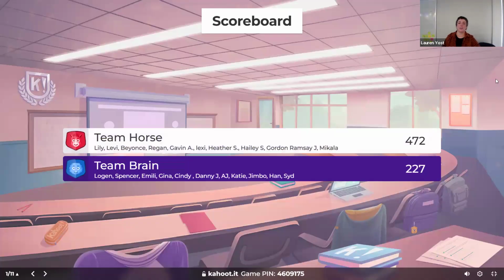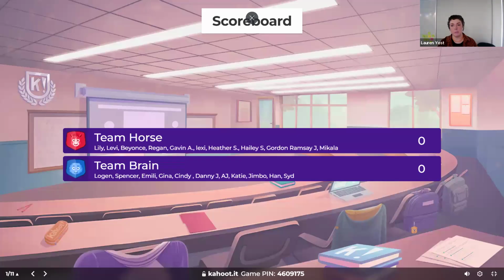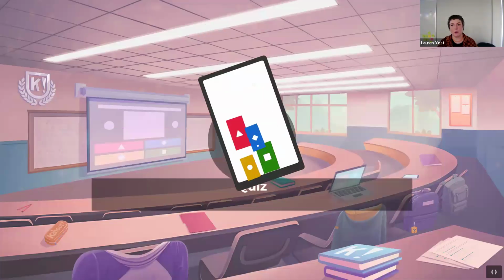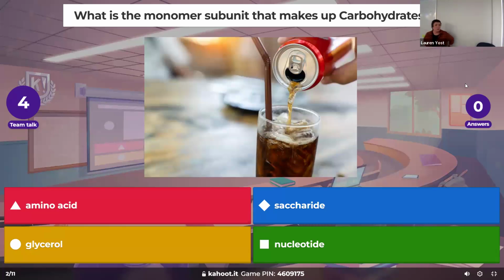All right, so here's our results. Our answer for that one, just to show it, is proteins. So enzymes and antibodies fall under proteins. All right, next question. What is the monomer subunit that makes up carbohydrate?